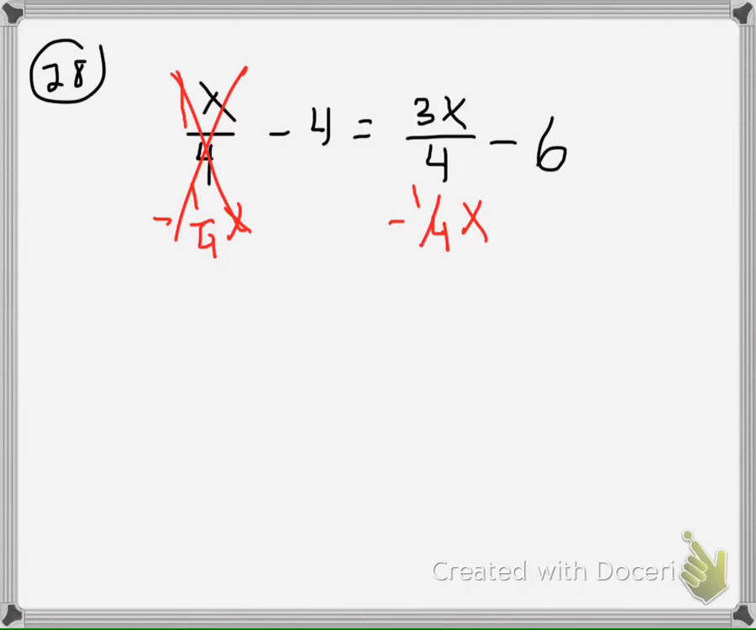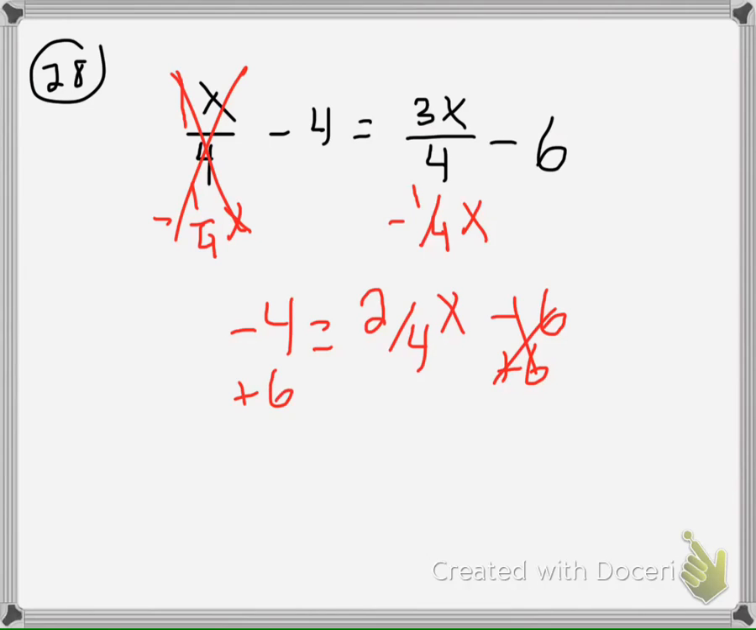These cancel out. So I have 3/4 minus 1/4. Well, that's simple. 3/4 minus 1/4 is 2/4 x minus 6. Now a simple two-step problem. I'm going to add 6 on both sides to get rid of it. -4 plus 6 is 2 equals 2/4 x.